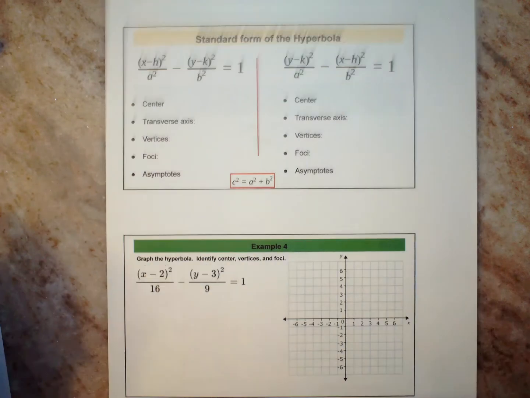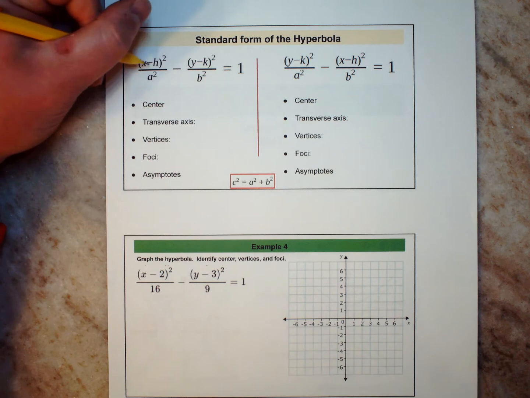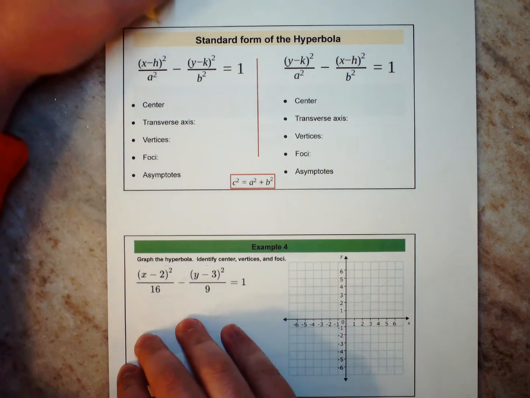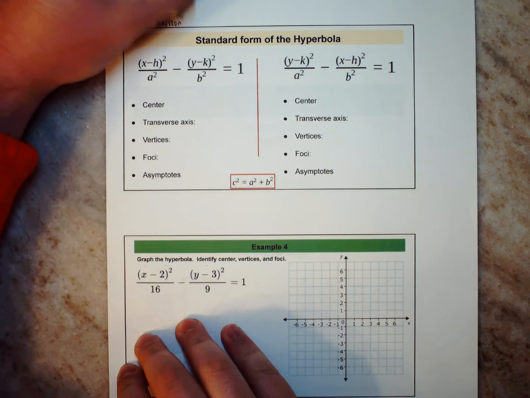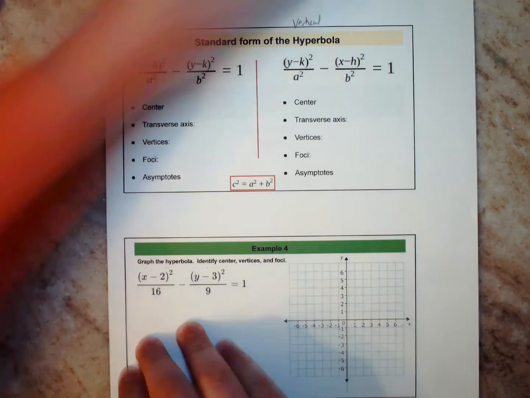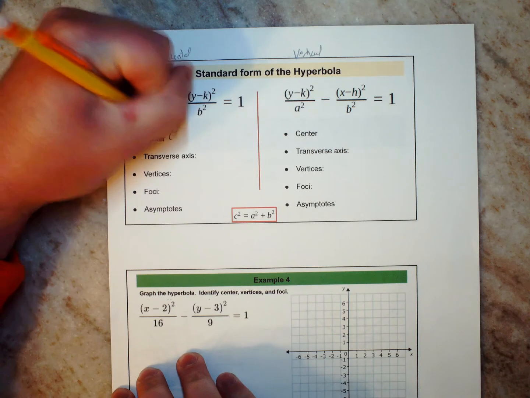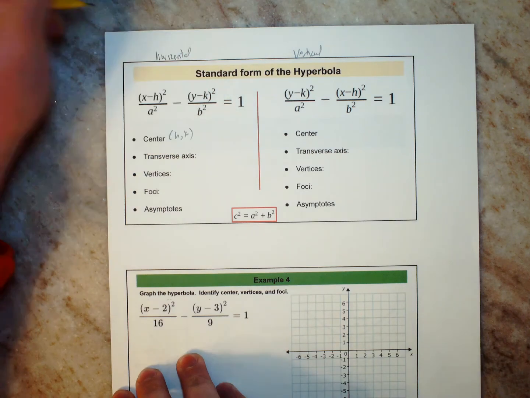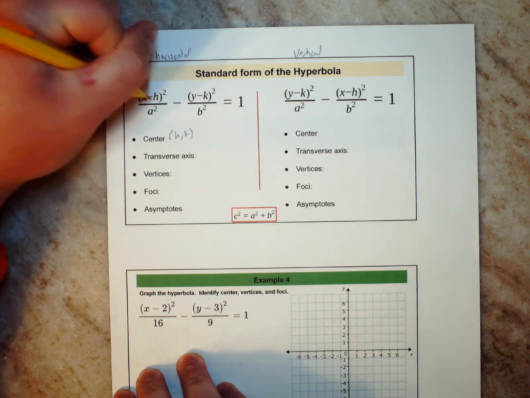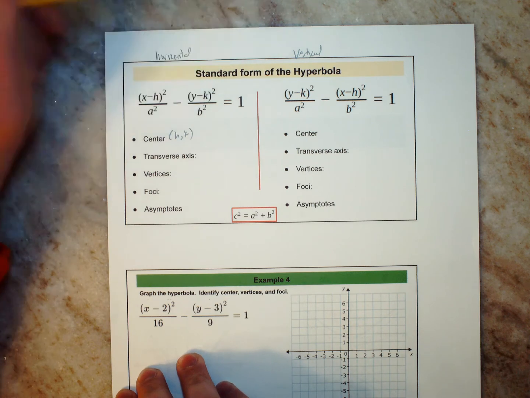So as always, I'm going to go over everything in standard form. So here is your horizontal, here is your vertical. So your center is going to be (h, k). We'll do horizontal first. So there's your h here, there's your k. Remember, the h is with the x, the k is with the y.